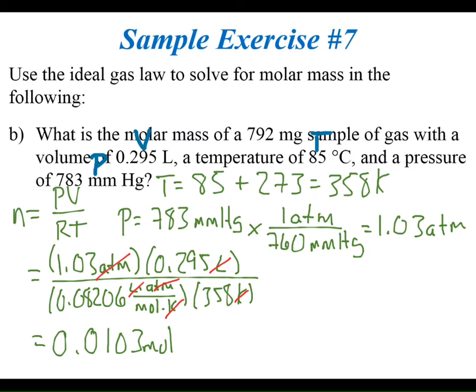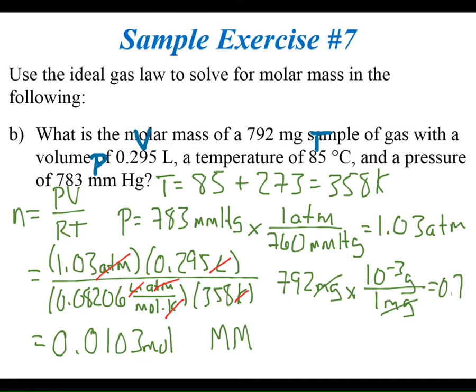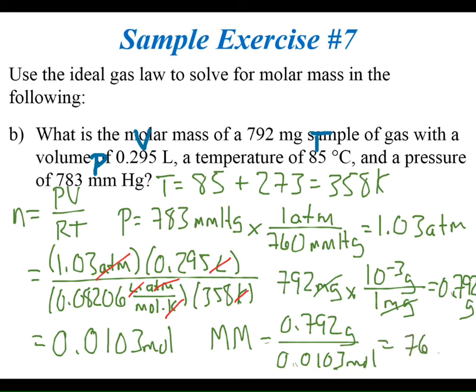So we're going to take our grams per mole. So we've got to do one more thing, though, because we don't have grams. We have milligrams. Exactly. So let's take our 792 milligrams. 1 milligram is 10 to the negative third gram. So 0.792 grams. So there we go. 0.792 grams per 0.0103 moles. And you said 76.9 grams per mole.